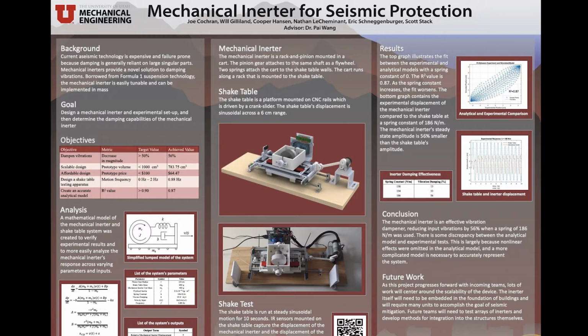Borrowed from Formula One racing suspension technology, the mechanical inerter provides a novel solution to damping vibrations that is relatively small, easily tunable, and easily implemented throughout the foundation of a structure. The goal of our project was to design a mechanical inerter, an experimental setup, and then determine the damping capabilities of the mechanical inerter. The objectives we set forth to meet are, number 1, damping vibrations with a target value of greater than 50% reduction in the amplitude of oscillation.